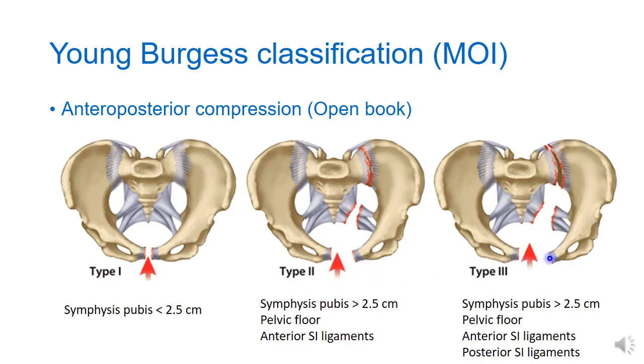And if there is a complete disruption of all the ligaments, including the posterior sacroiliac ligaments, it will open even more and more. So there are grades of opening the book in anteroposterior compression.